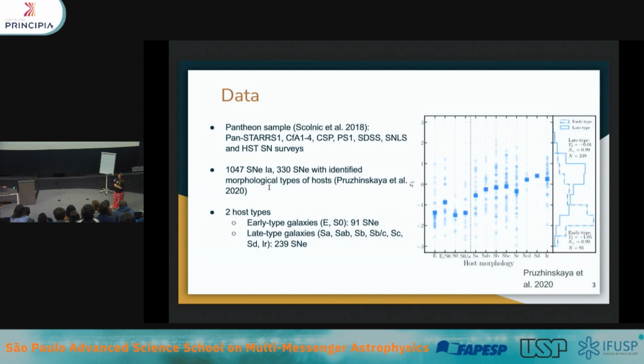Also here on the right, you can see the plot from Pruzhinskaya and colleagues, and they showed the correlation between host morphology type and the value of one of the light curve parameters. It's the stretch parameter, correlated to the width of the light curve. And you can see that for the supernovae in early type galaxies, the value is much lower.